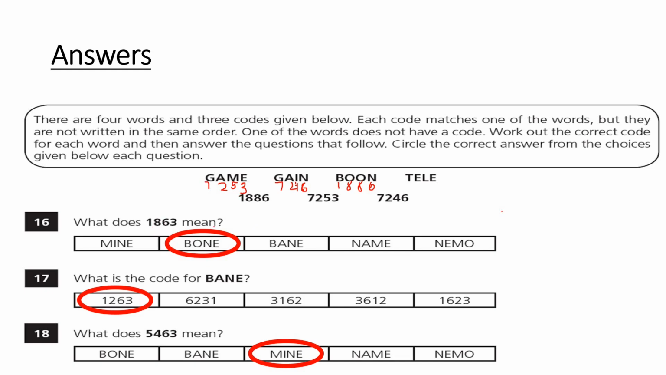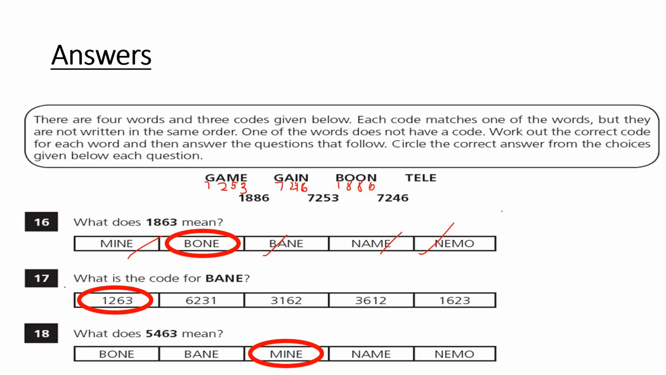So 1863 would be bone because 1 is B, and in multiple choice you can cross off the answers. So we know it has to be B, so we can cross that off, and cross that off. It has to be between these two. So it saves time because you only have to figure out the next one rather than the full word. But if you have time to double check, then you can go through the full word just in case. Okay. Over here, 8 is of course O, so it's bone, not bane, so we can take that away.